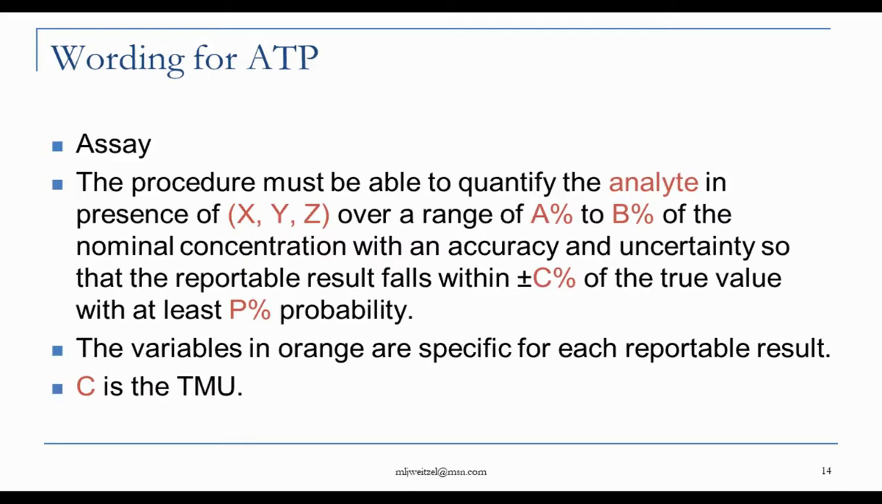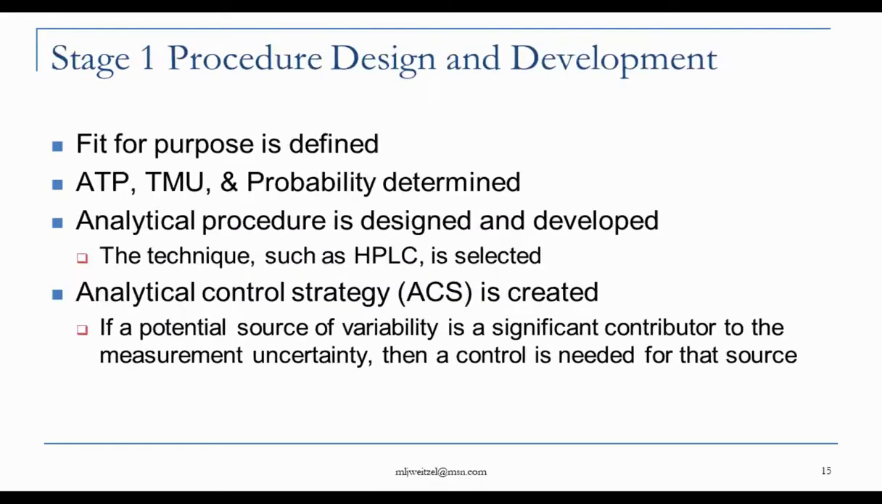at least P% probability. Now, the variables in orange are specific for each reportable result, and it's customized for each procedure and each use of that procedure. And that C is the target measurement uncertainty. Now, there's a lot here. We only have a limited time. I can't go into how you calculate the target measurement uncertainty, but all those USP papers have that. But what we're going to emphasize in this webinar today is how useful all this stuff is.